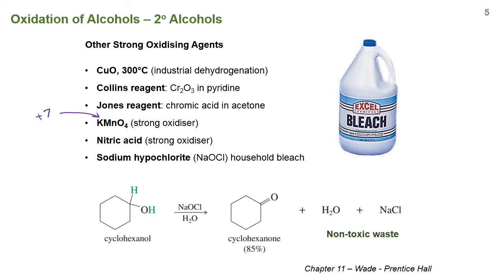Or sodium hypochlorite, NaOCl, has the OCl- species. So this chlorine is +1 in oxidation level. Okay, so this can be used as the oxidant, converting cyclohexanol into cyclohexanone, and itself becomes -1 oxidation level.